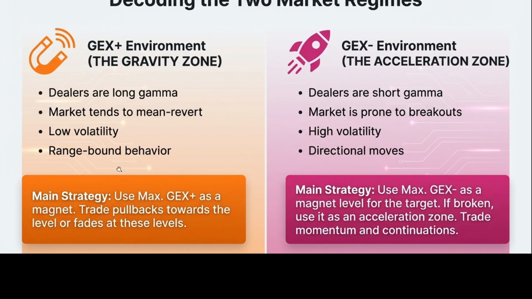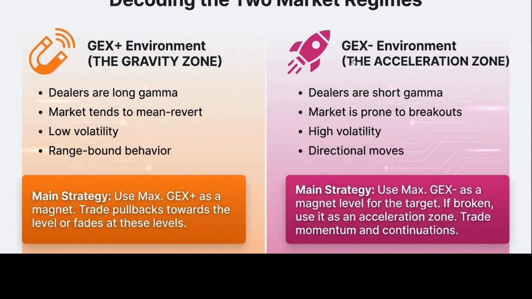The main strategy there is to use the max Gex level, or the max positive Gex level, as a magnet. Always trade the pullbacks toward the level, or fade at this level when price hits the max positive Gex level.